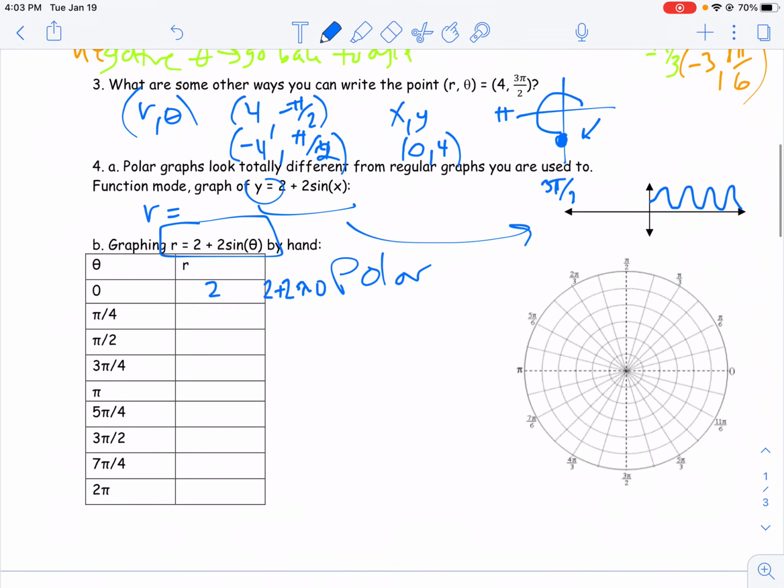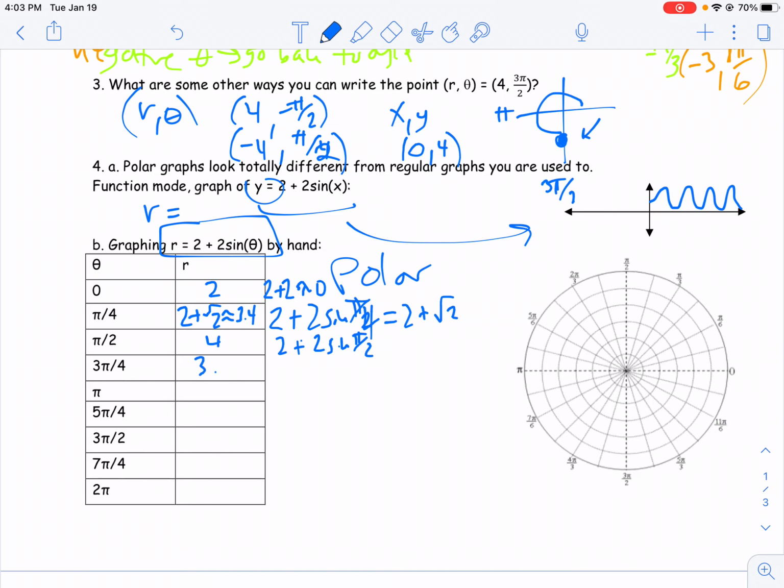So what I'm going to do is get a table and draw a picture so we can see what this polar graph looks like. Okay, so pi over 4: we have 2 plus 2 sine of pi over 4. Well, that ends up being 2 plus root 2, which is roughly 3.4. That's a pretty rough estimate. Okay, and then pi over 2, we do 2 plus 2 sine pi over 2. The sine of pi over 2, of course, is 1, so that just ends up being 4.